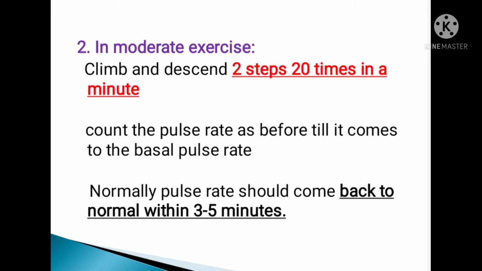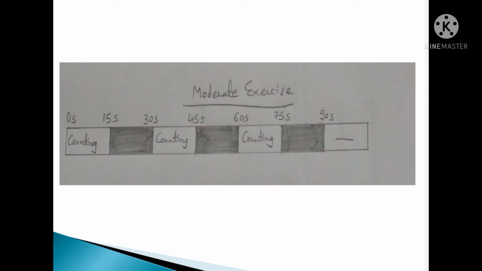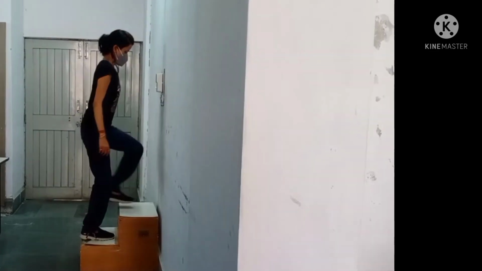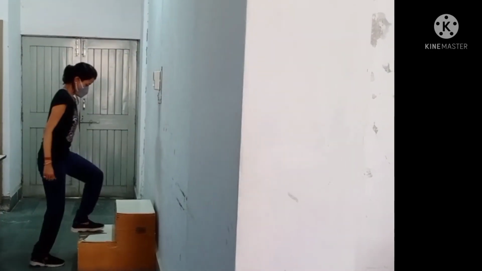To perform moderate exercise, climb and descend 2 steps 20 times in a minute. Then count the pulse rate as before till it comes to the basal pulse rate. Normally, the pulse rate should come back to normal within 3 to 5 minutes after stoppage of exercise. This is the diagrammatic representation of how you should count the pulse. This is how you should perform the exercise.